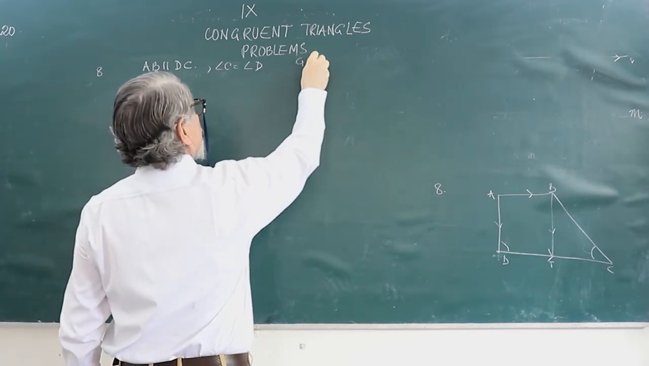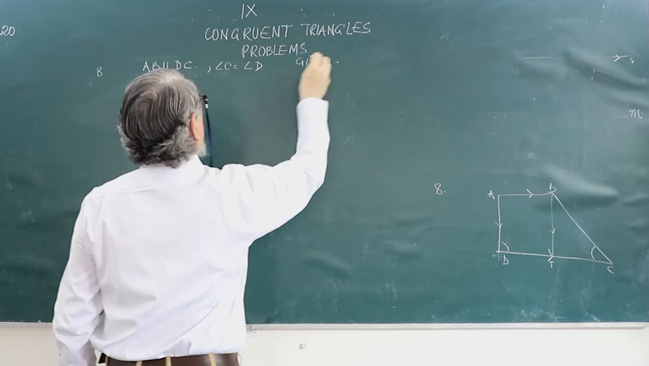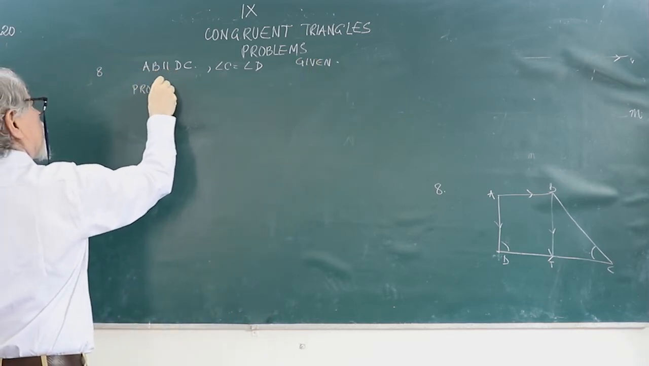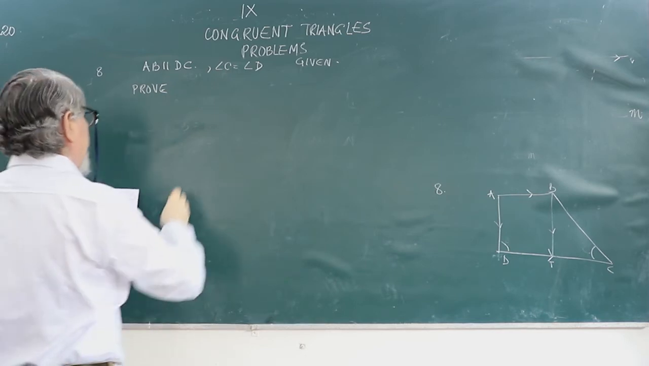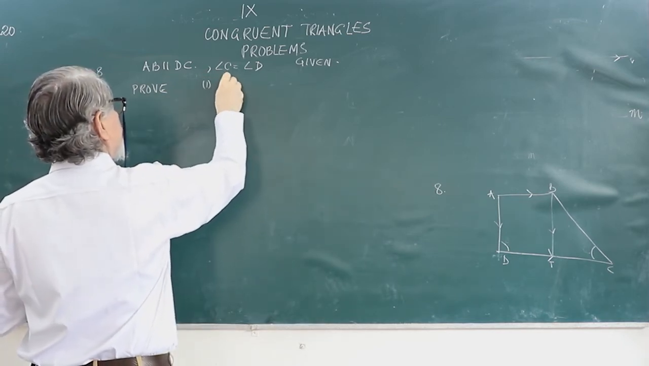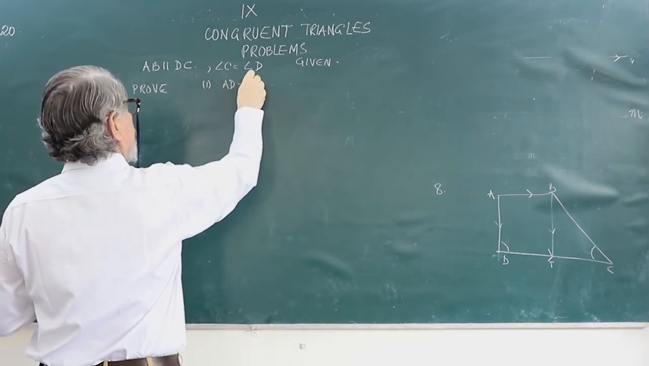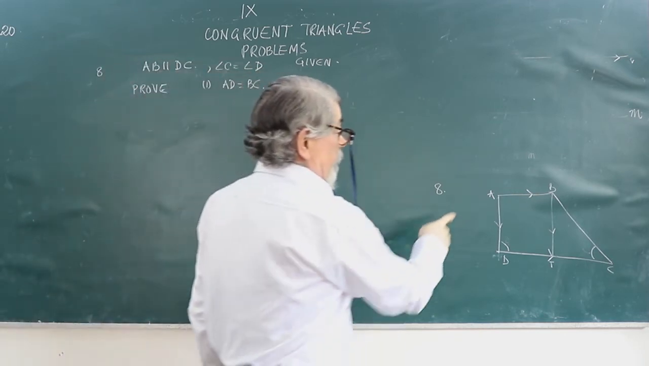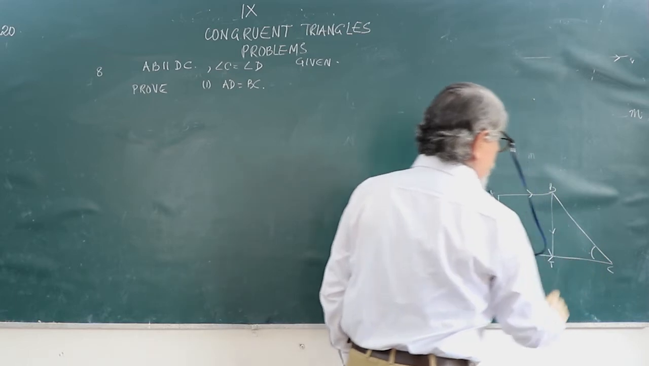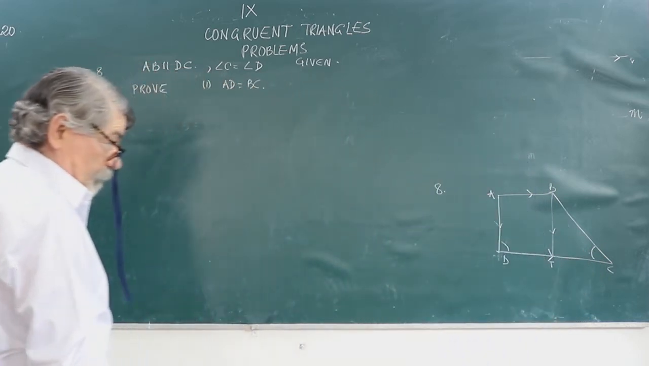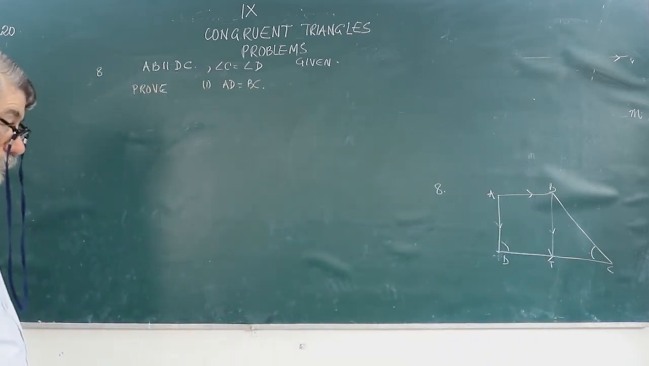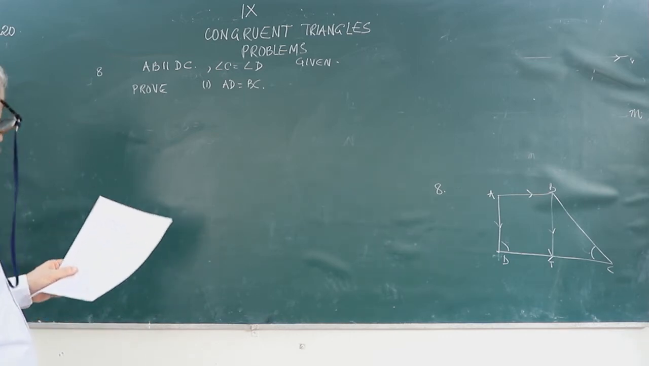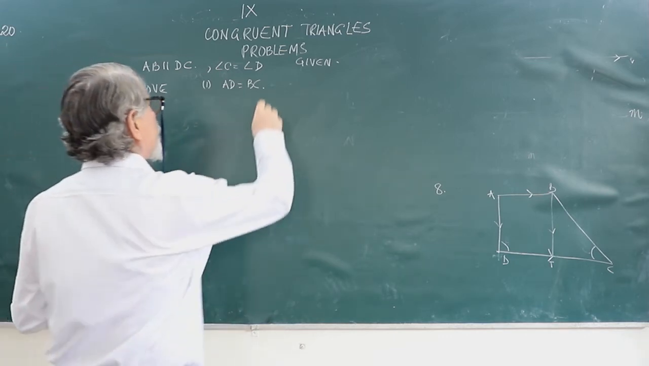What we have to prove is, first, AD is equal to BC. AD and BC will be equal, that is what we have to prove. Then we have to prove that AC is equal to BD.